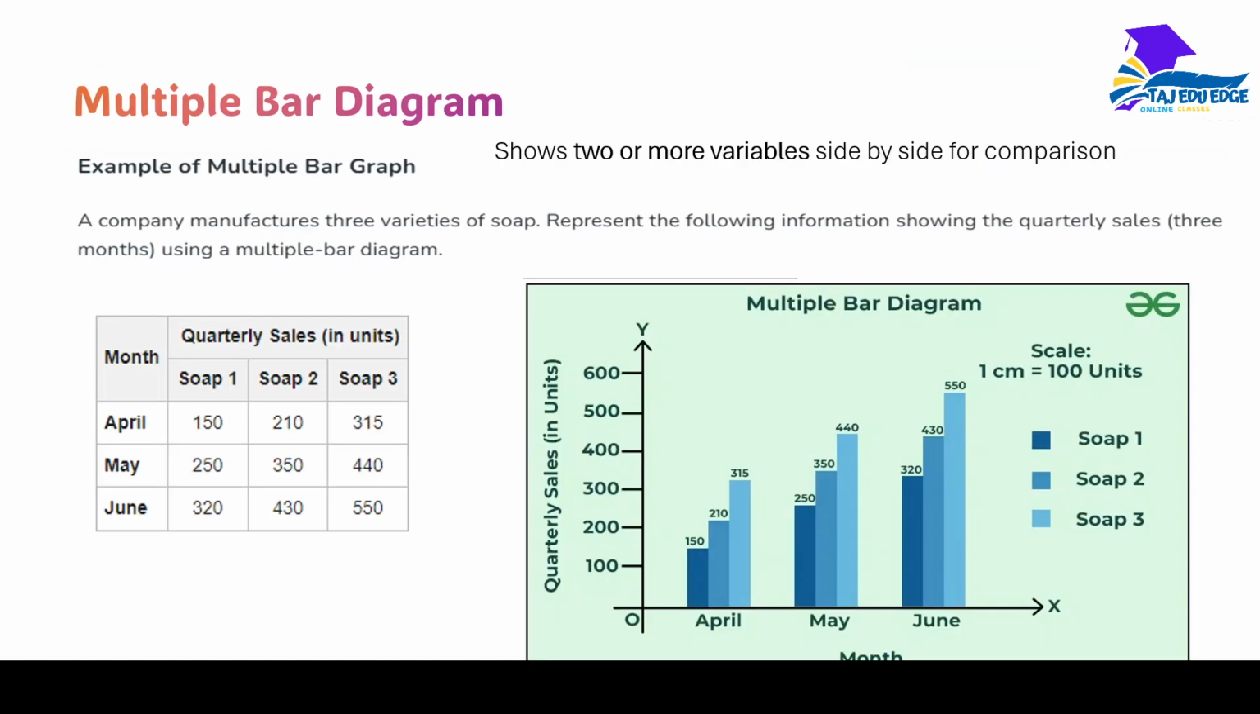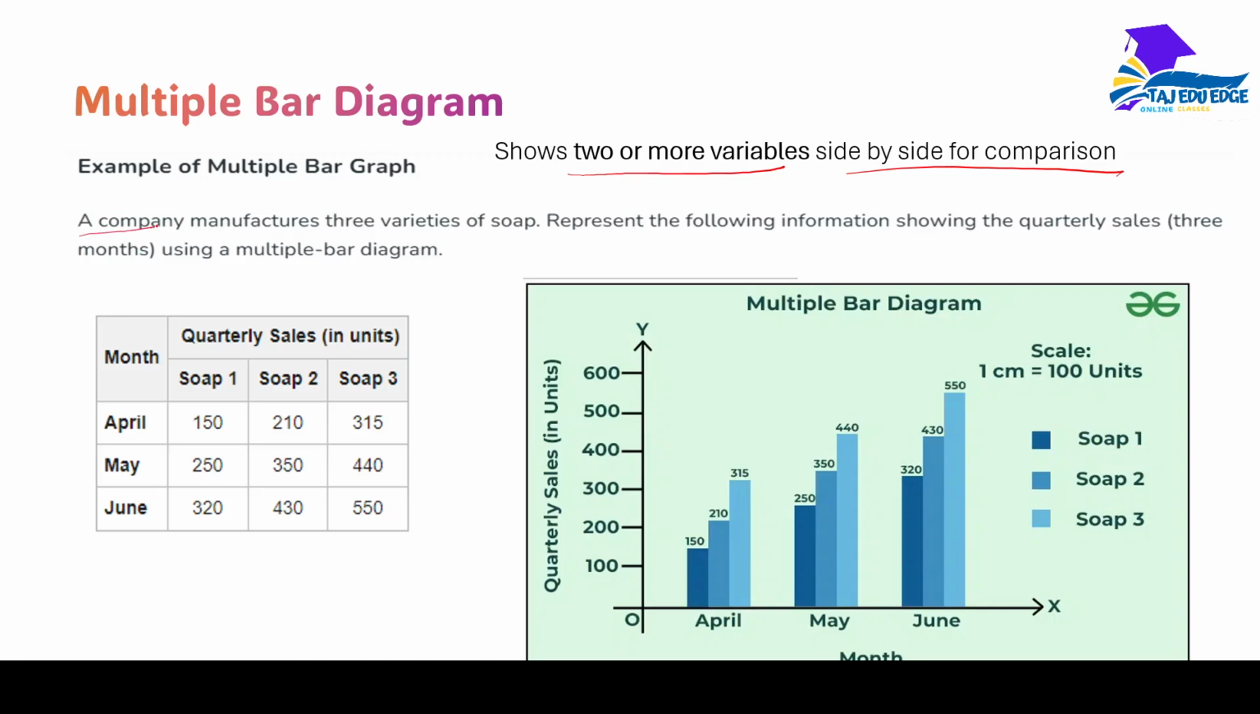Coming back, starting with the multiple bar diagrams, understanding it. Simple is with one criteria, one variable only, whereas multiple bar diagram is about 2 or more variables, side by side comparison. Okay, let's take an example here.